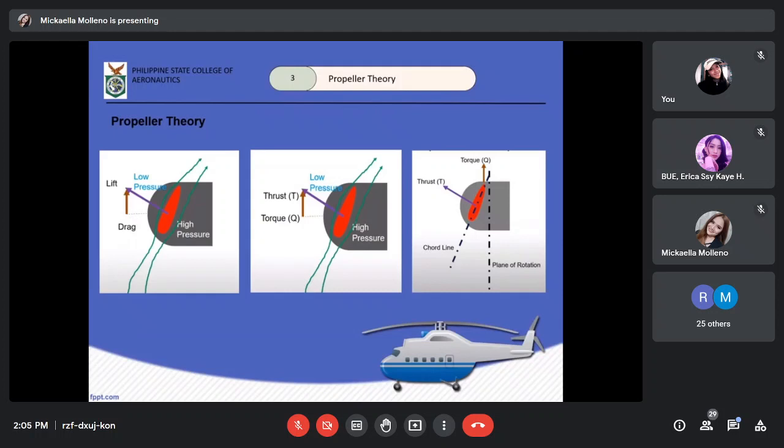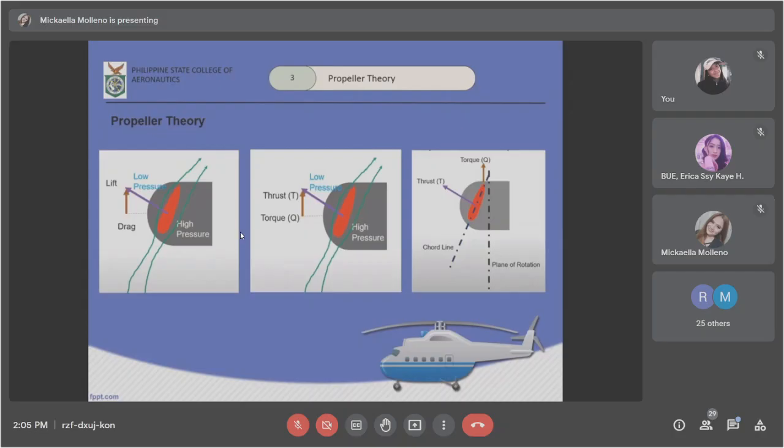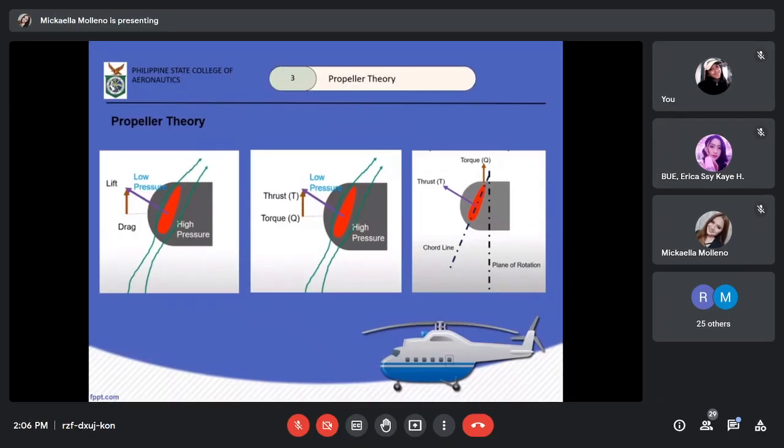To answer that question, same principle lang siya. Meron tayong low pressure on top and high pressure underneath. That difference in pressure, it will give us what? Lift, which counteracts what force? Of course, the weight. And we have then our drag, of course, in exchange for the lift.